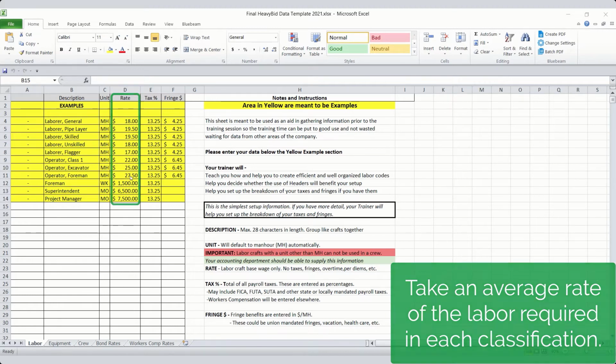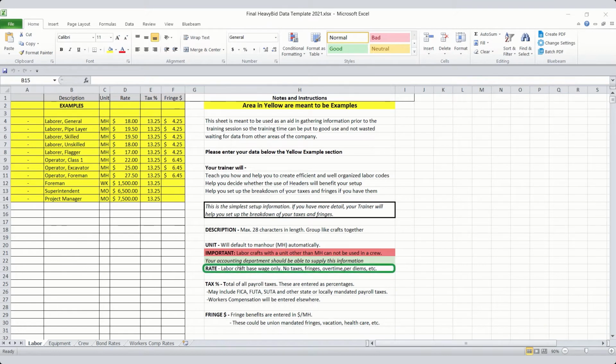Now, remember that rate is, and you'll see under the notes over here, that this rate is exclusive of any add-on costs, any markup, any taxes, any fringes. This is purely just the base rate that you pay on average for that labor class. We're going to handle the taxes and fringes here in a second. So you're going to come up with an average rate for each labor classification that you have.